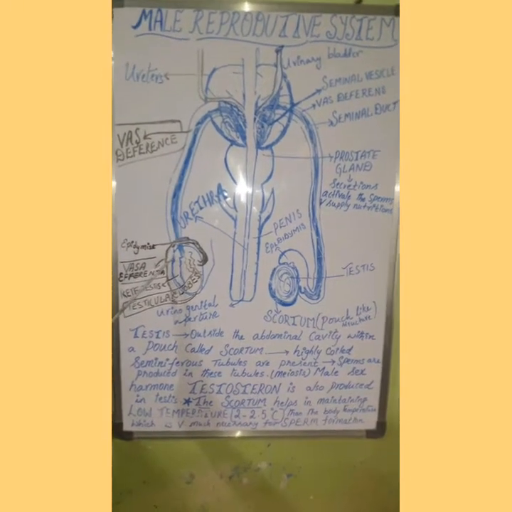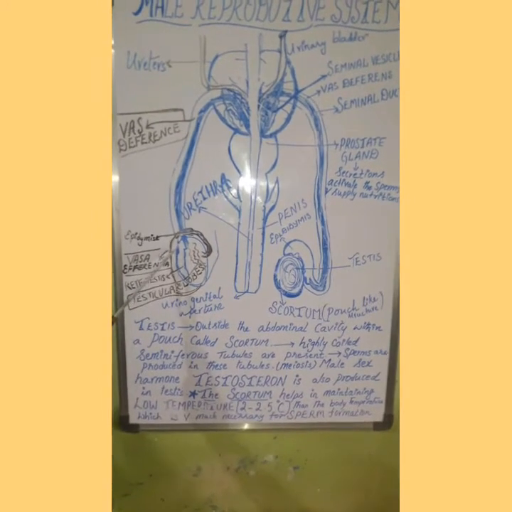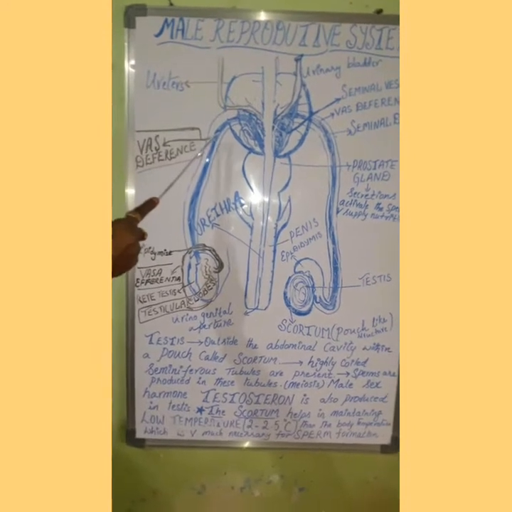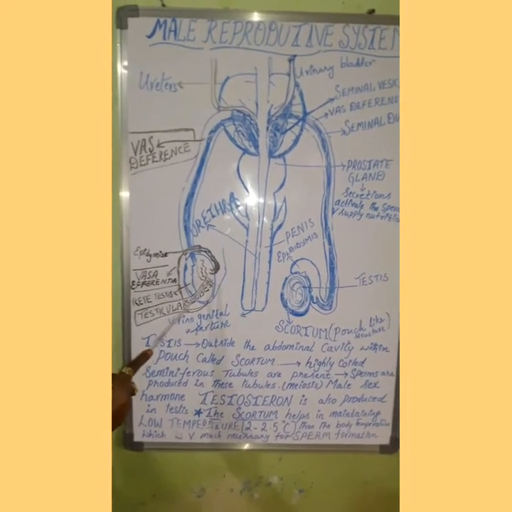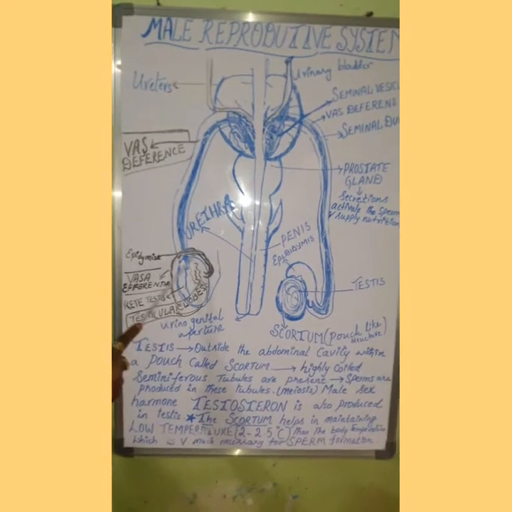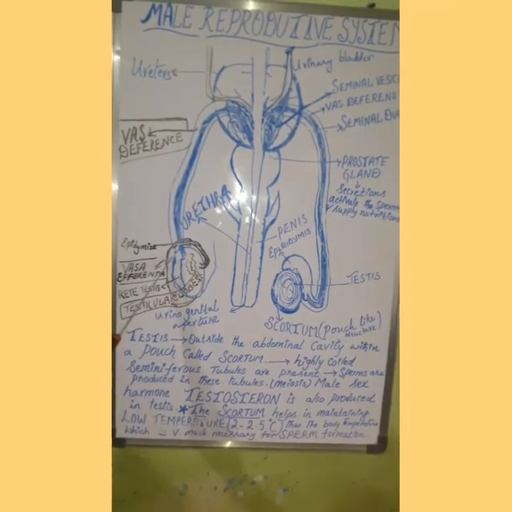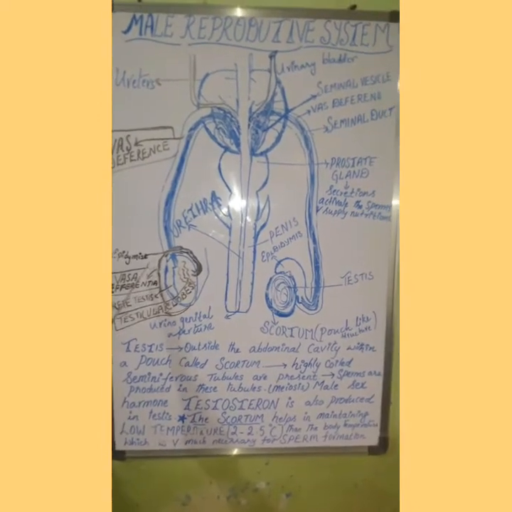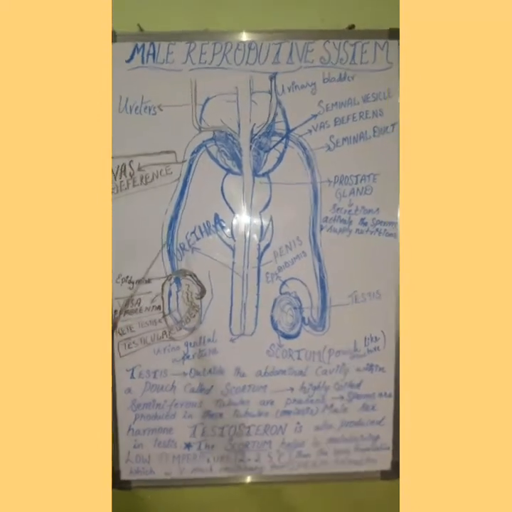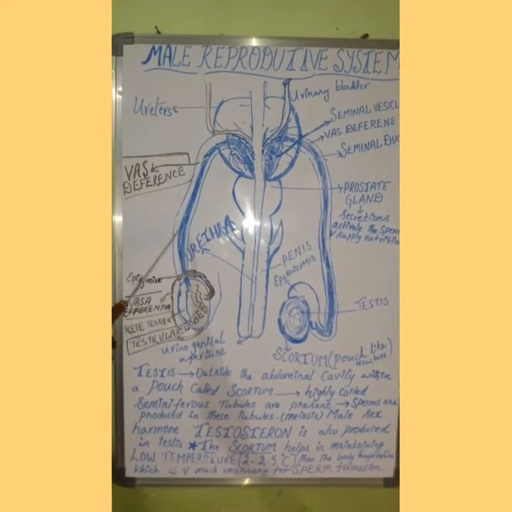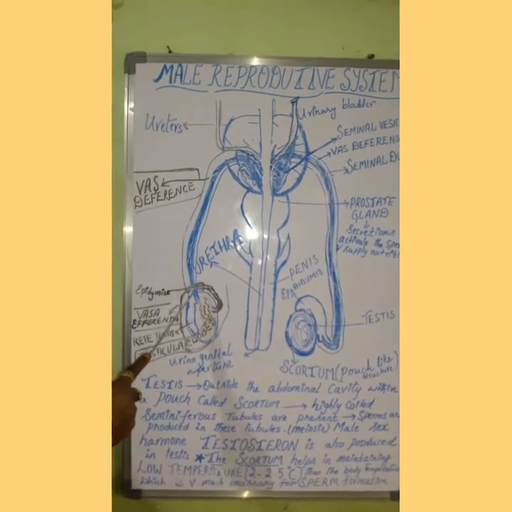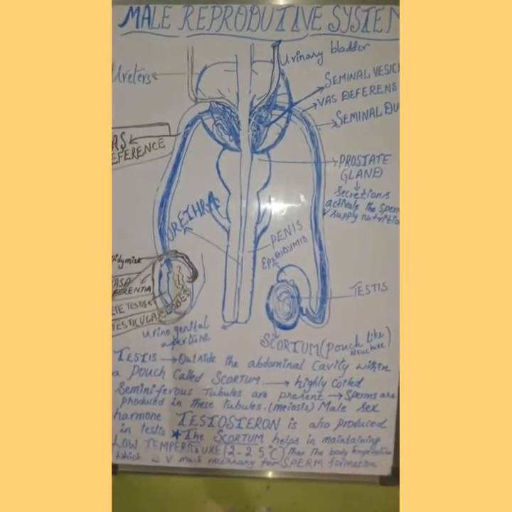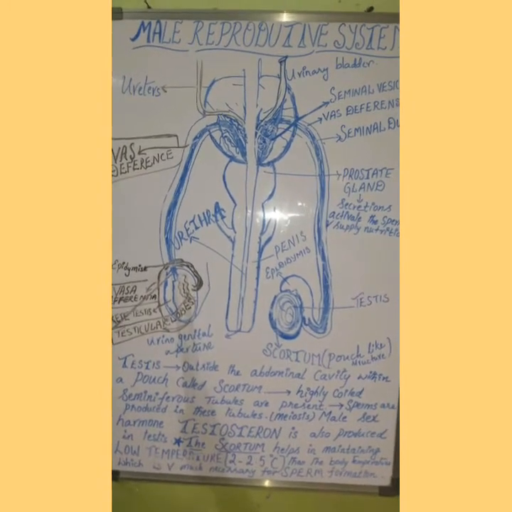This region we call the vasa efferentia. This region is called the vas deferens. Above the testes we can see the epididymis. Next to this there is a region called the vasa efferentia. The seminiferous tubules open into the epididymis through the vasa efferentia, which carry sperms to the epididymis.